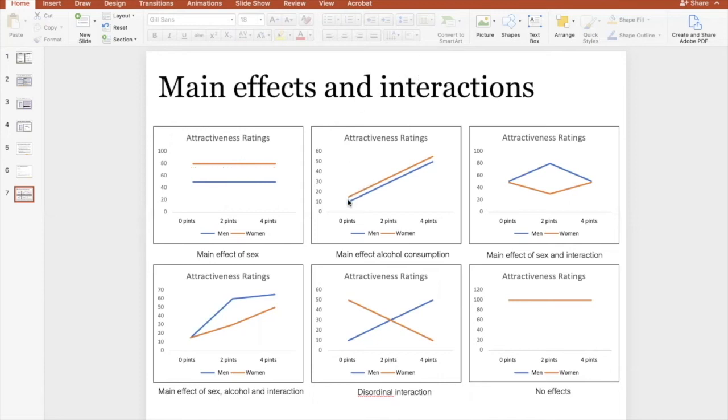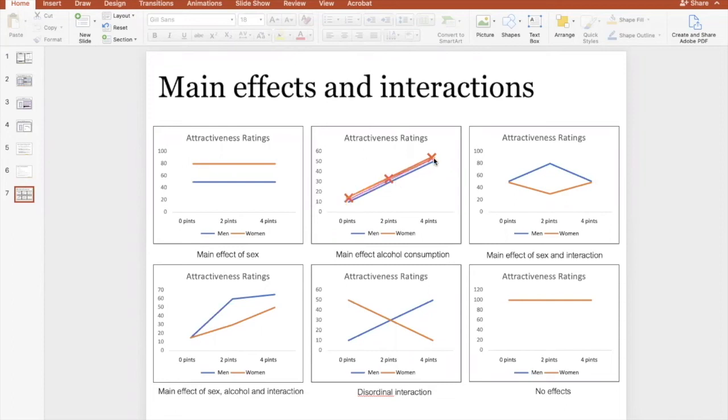Next, in the top middle, we can see a main effect of alcohol consumption. Again, if we plot those dots, if we created a new dot between males and females, it would be right in the middle. And that new line does have a slope. Let me change the color, that's a little difficult to see.